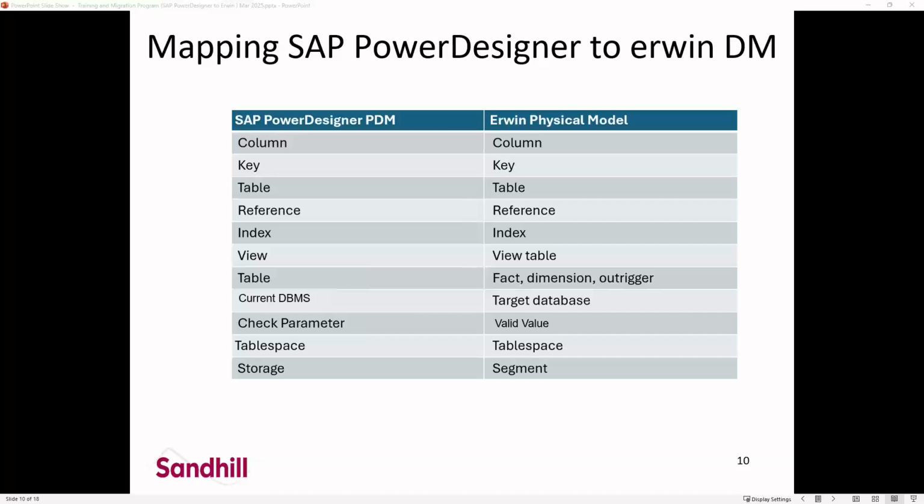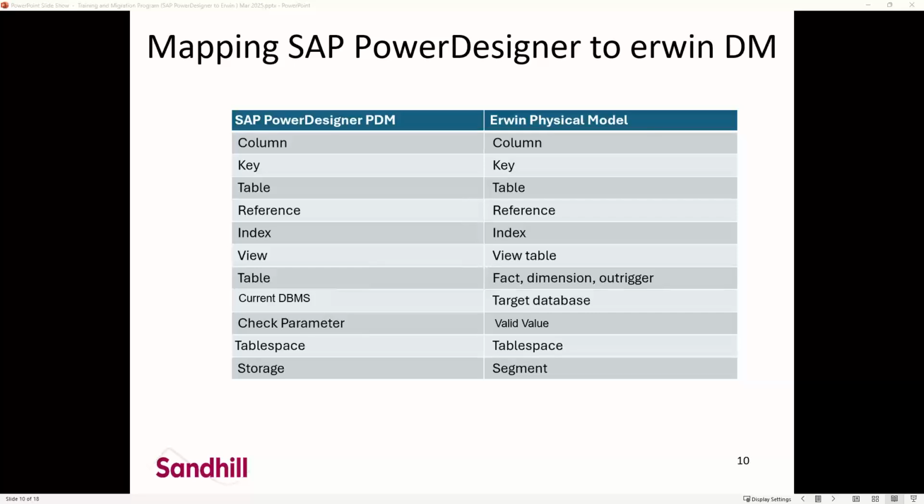And these are the objects. This is pretty straightforward, especially on physical data modeling. It's mostly one-to-one: columns, keys, tables, references, indexes, views. There is a difference when it comes to tables.